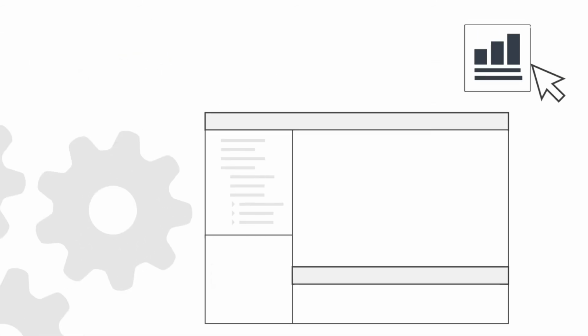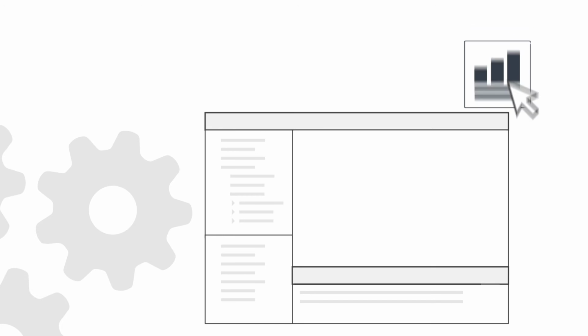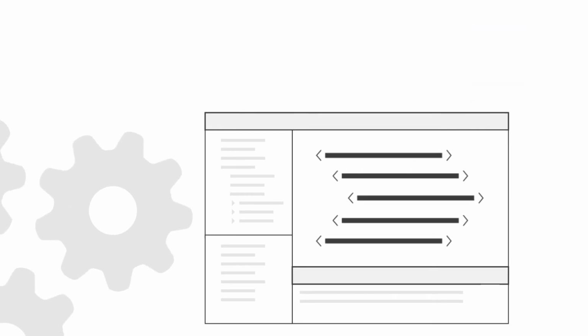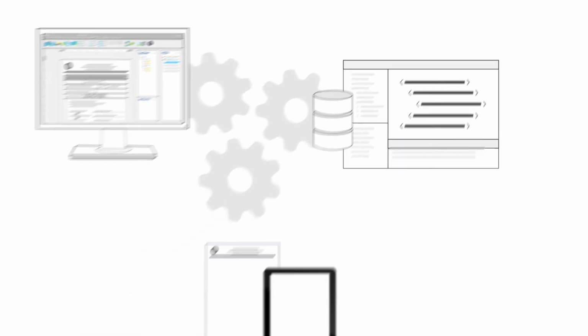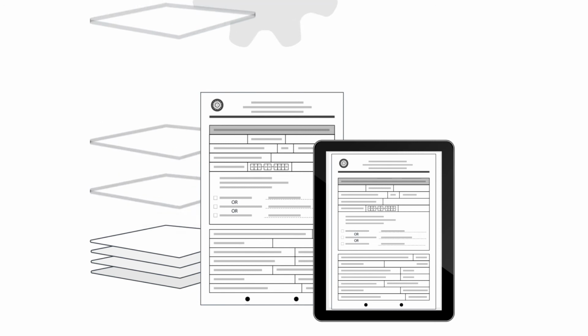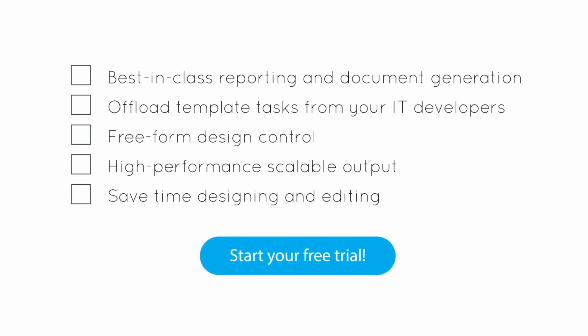Windward's report engine makes integration with your existing application a snap. Just drop a single block of code into your Java or .NET application or make a call through our RESTful APIs, and you've added best-in-class reporting and document generation capabilities to your application.